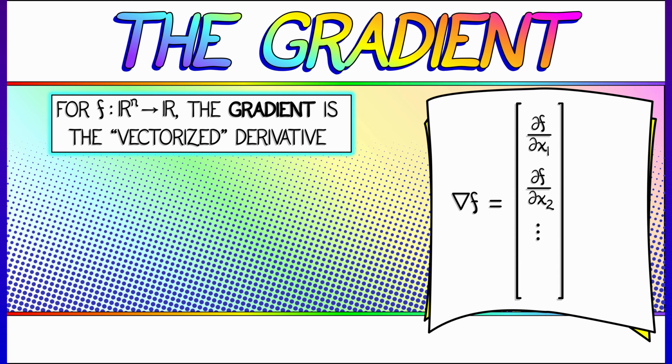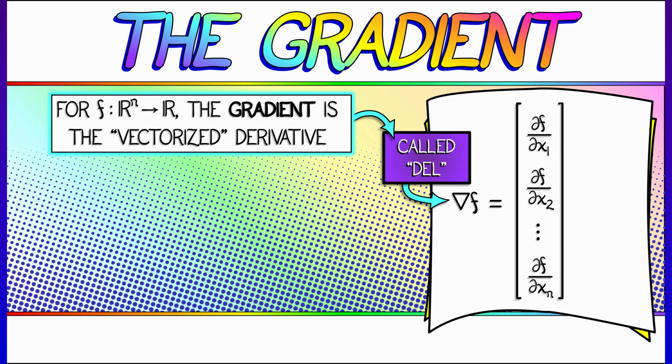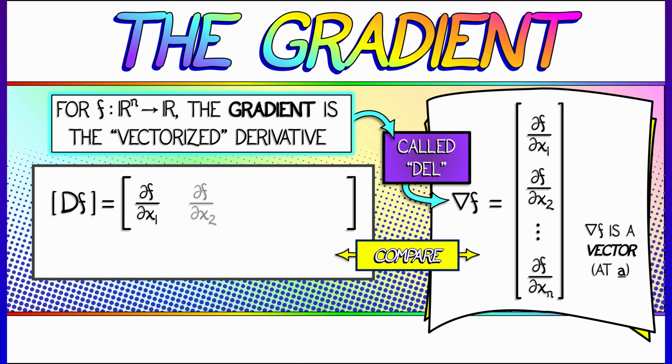For a scalar-valued function on R^n, the gradient is the vectorized derivative. That is, you take the partial derivatives, partial f partial x1 up through partial f partial xn, and you stack them in a vector that is called del f, or maybe grad f. This is the gradient. It is a vector at an input a, for whatever values of a you want.